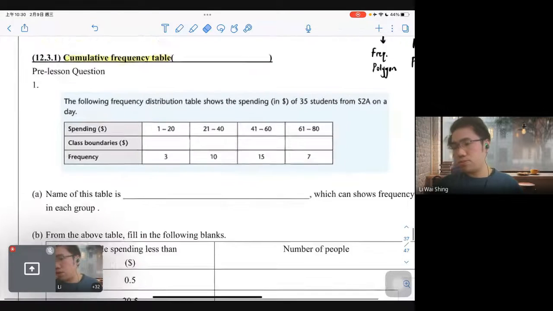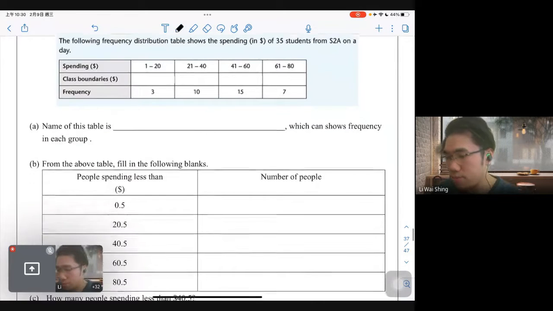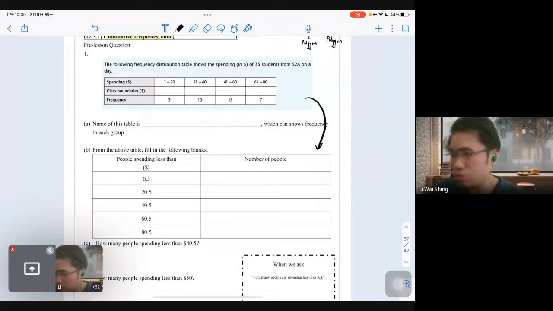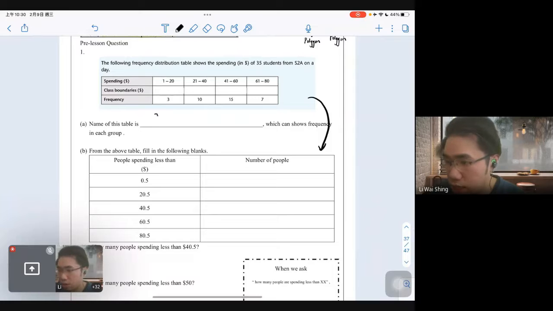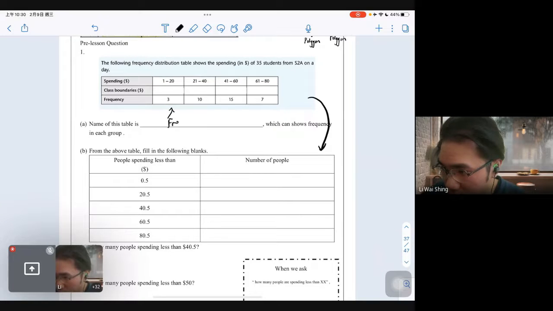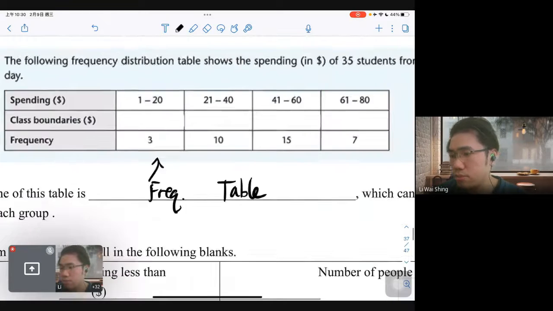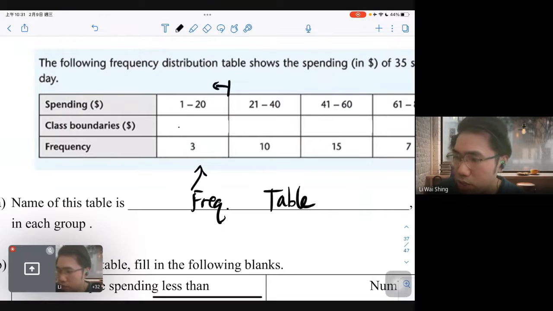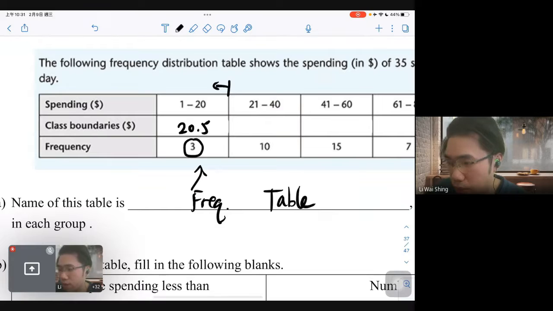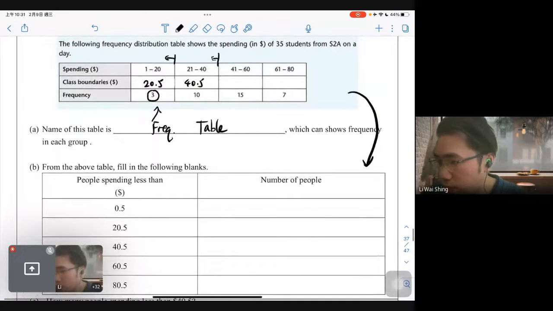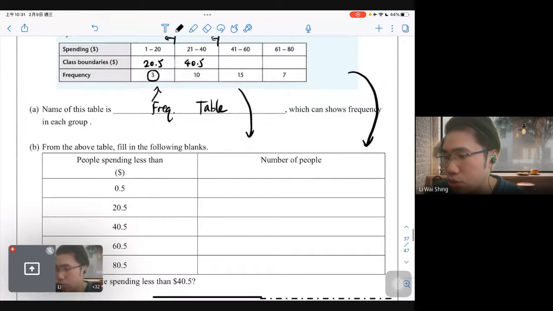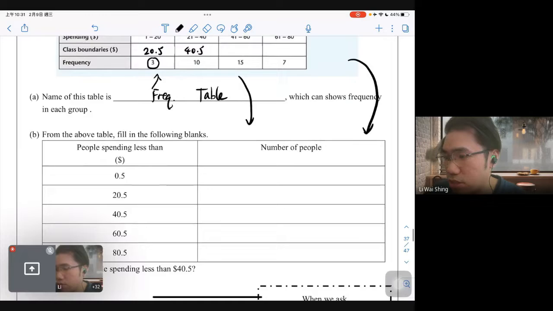So this is a frequency table. And when we are asked to draw a cumulative frequency table, keep in mind, this is a frequency table. How many students are in this group? You need less than 20.5. There are 3 of you. Less than 40.5. If I want to know the cumulative frequency, I need to draw the cumulative frequency table. The cumulative frequency table looks like this.